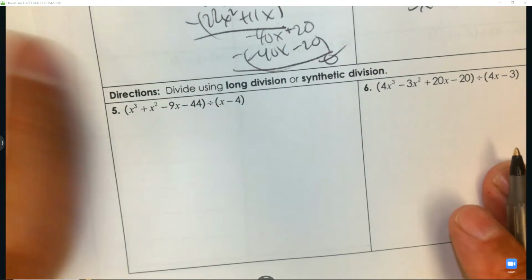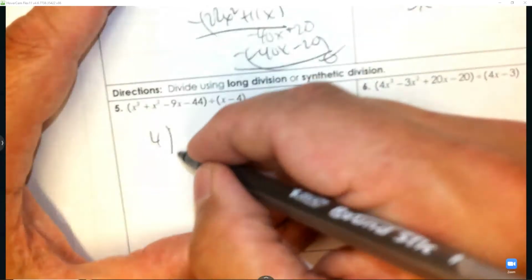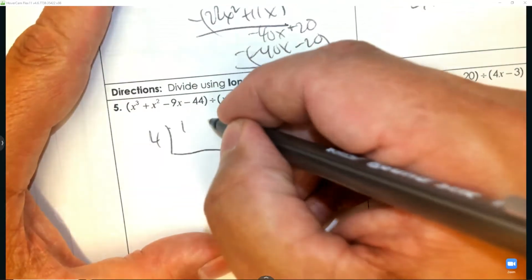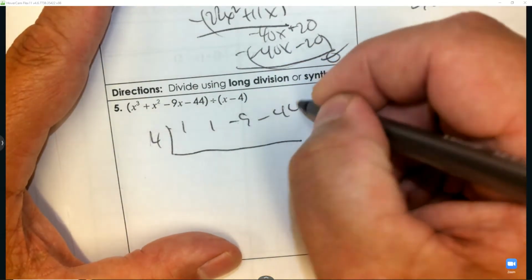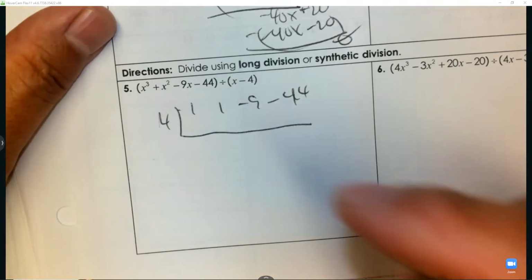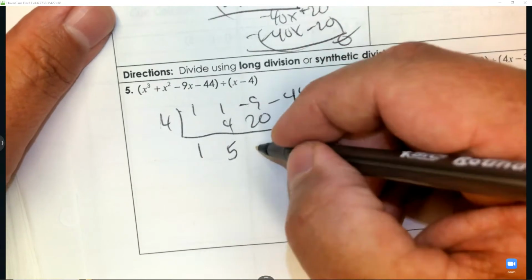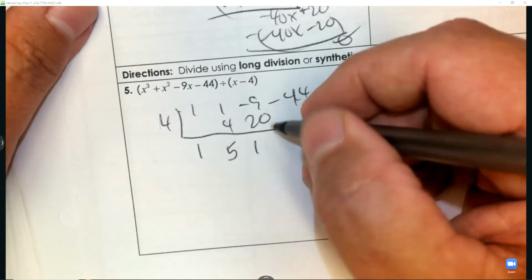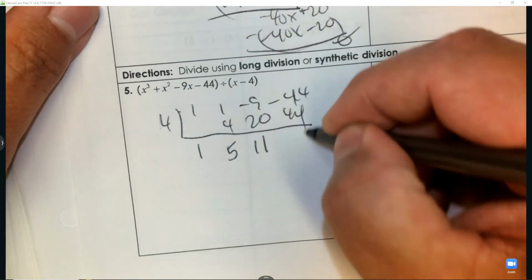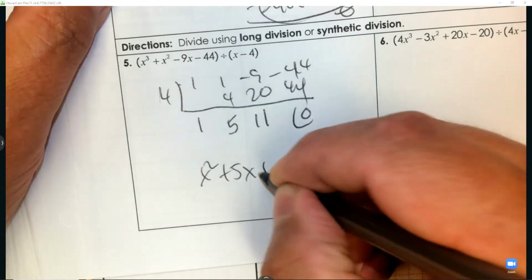Number 5. We're going to divide this. Oops, synthetic. If I have a choice, I'm always going to use synthetic because it's much simpler. Drop down the 1, multiply, add. Make sure I do this right. So you have 1x squared plus 5x plus 11, no remainder.